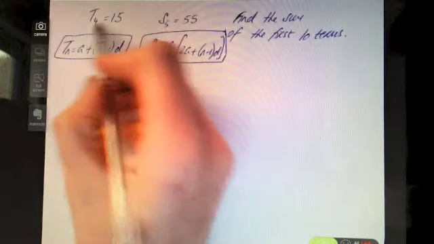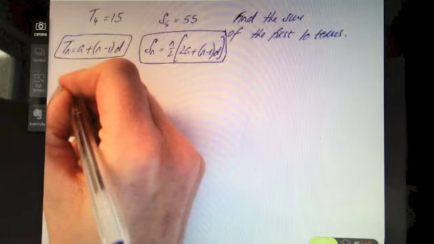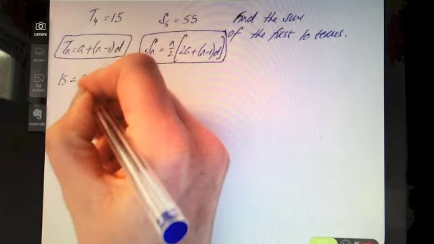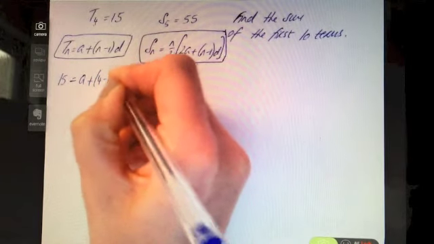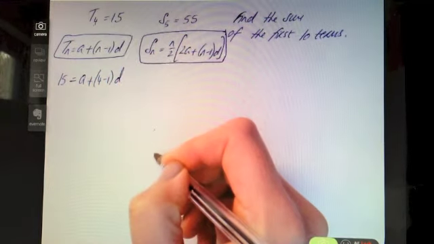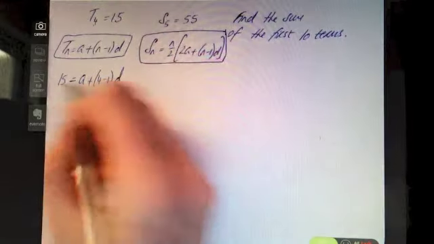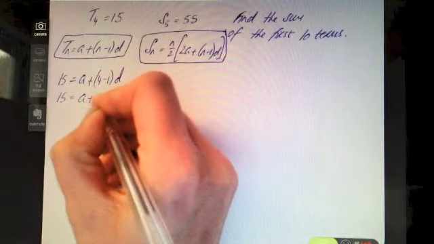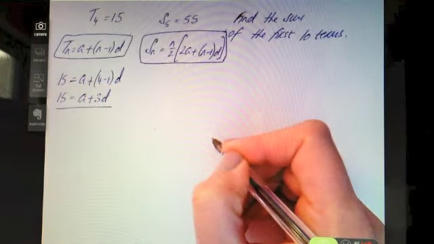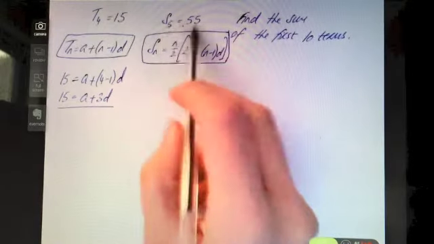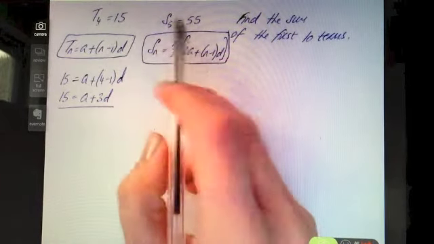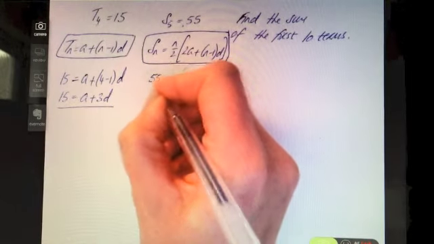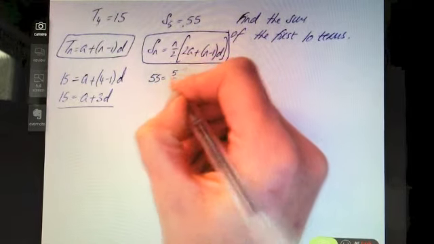Okay, so the fourth term is 15. So that means that n is 4. This should all result in 15. A we don't know. N is 4, as I said, and D we don't know either. Okay, so simplifying this up a little bit further, I end up with 15 is equal to A plus 3D, and that's as far as I can go with that. So let's now sub in this information into here. So n is 5, and this all should result to be 55. So 55 equals, n as we said is 5, so 5 over 2.